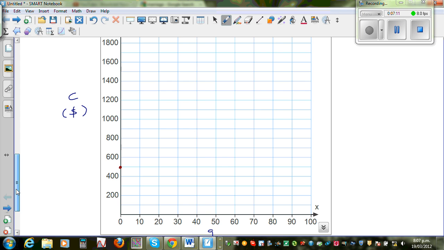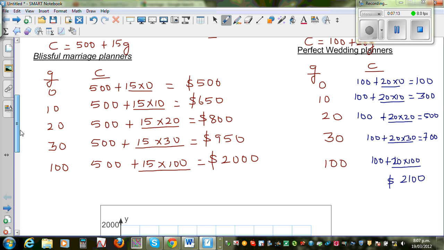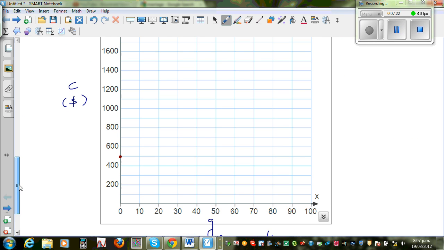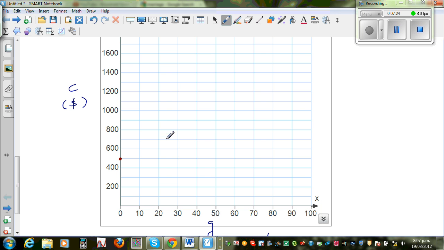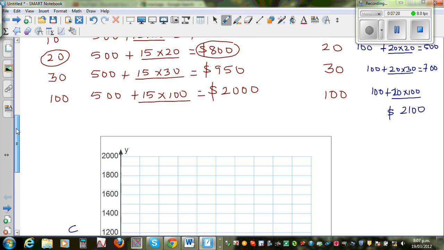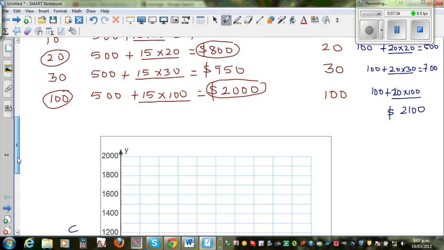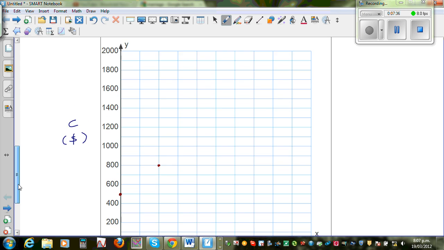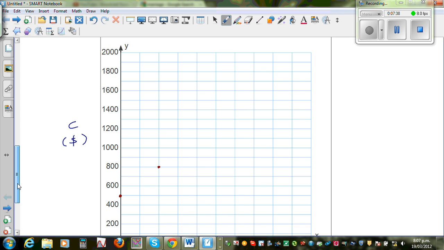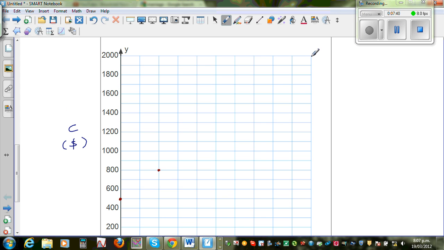It is going up in 100. So, let me take a tick. When it is 20, it is 800. So this is a neat point. So this is 20, this is 800. Let me plot one more point, which is neat. And when it is 100, it is $2,000. So I've got 100, 2,000. So 100 and 2,000 is here.